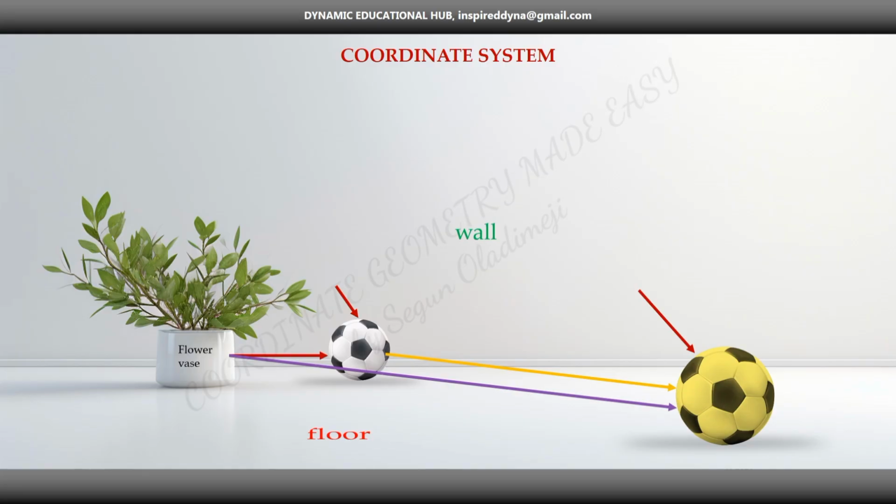Now, the coordinate system is going to take care of that. Coordinate system will give the precise and exact location of points in space. So coordinate system is a way of representing the location of points in space. To give the location of points, objects, buildings, anything in space, we use the coordinate system.